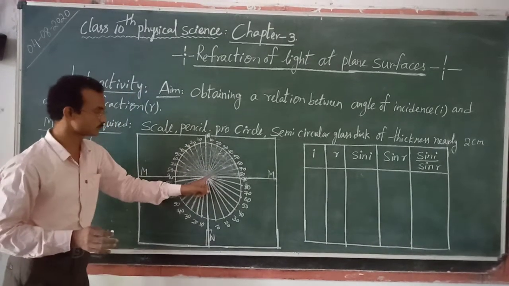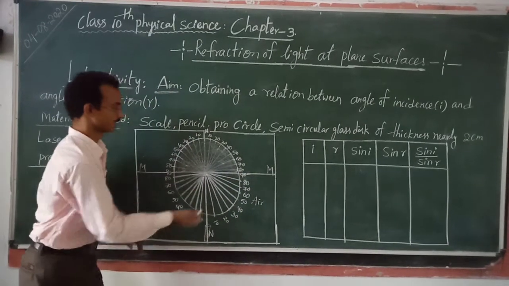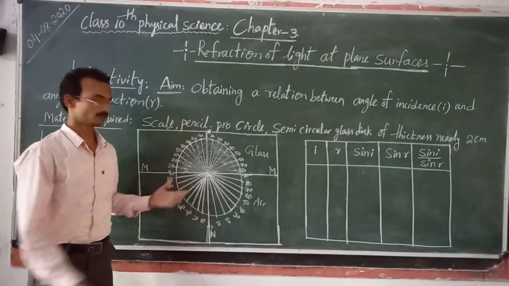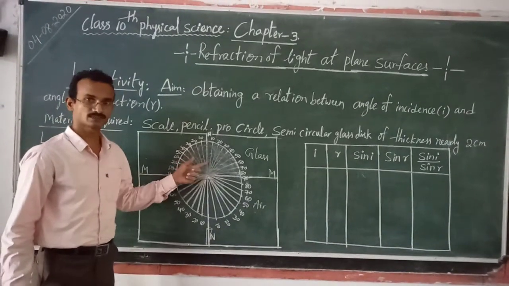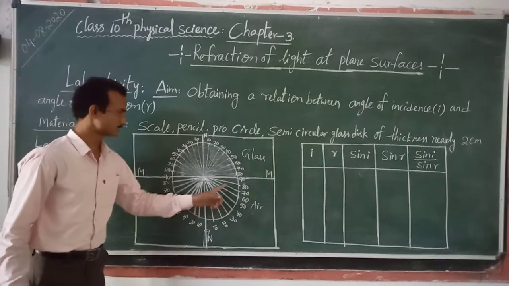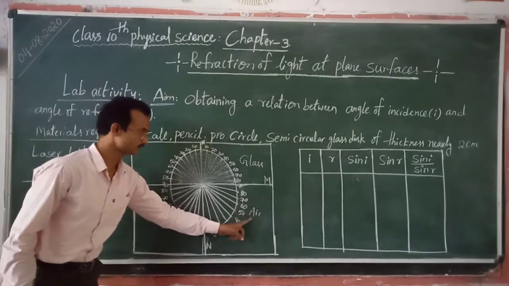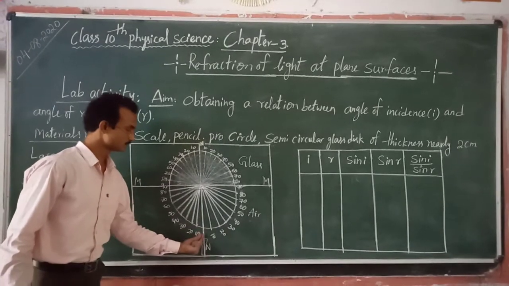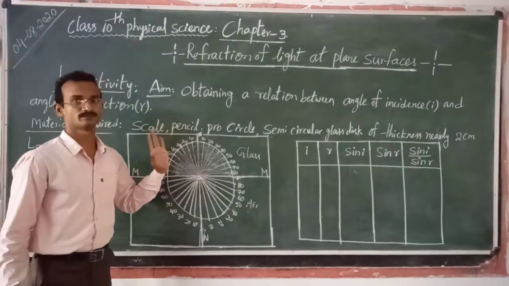Here we are observing two media. One is air below the MM line, another one is glass above the MM line. Glass is the denser medium. The semicircular glass disc acts as a denser medium, and below the line MM, the air is the rarer medium. Now we are passing laser light from the rarer medium air to the denser medium glass. When the light ray is sent through the line NN without any deviation, it comes out through the line NN.